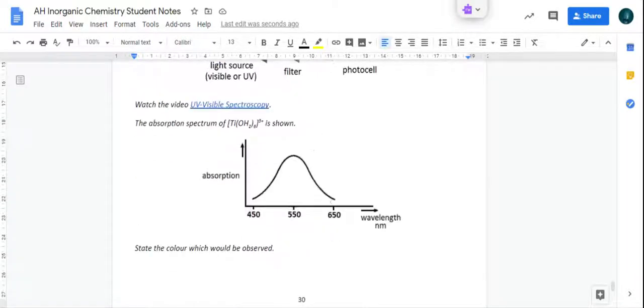Okay, looking at this question, the absorption spectrum of a titanium complex is shown. State which color would be observed. This is an absorption spectrum, so we need to look at the wavelengths that are being absorbed and then find the complementary color. So using our color wheel, 550 lies in the green region, and so the color of our complex that's observed would be purple. Use the color wheel to find that.